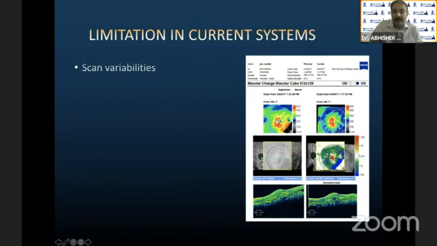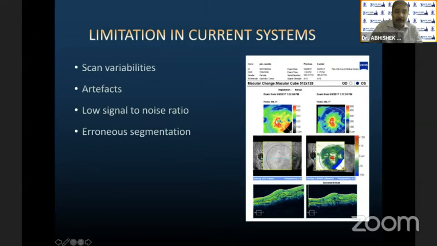The limitations of current systems are that, depending upon the system that you are taking a scan on, there are scan variabilities and artifacts, and whenever there is a cataract or a media opacity, the low signal-to-noise ratio makes interpretation of the OCT difficult. You have erroneous segmentation. For example, in this particular example, the system will tell you that there's an increase in thickness rather than the actual decrease that has happened. Also, there is a lack of software to segment the individual components of a disease.